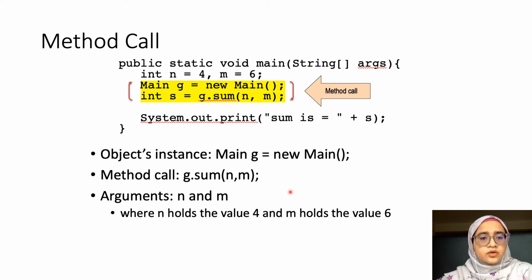Okay, as for the method call, I had a student who was confused. He said the method call is main g equals new main. No, that one is the object instance. The method call is below, which is g.sum, bracket n comma m close bracket. Okay, so this particular part is the method call.